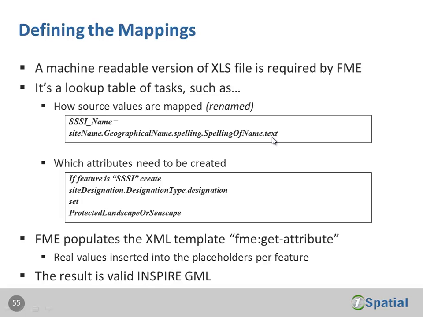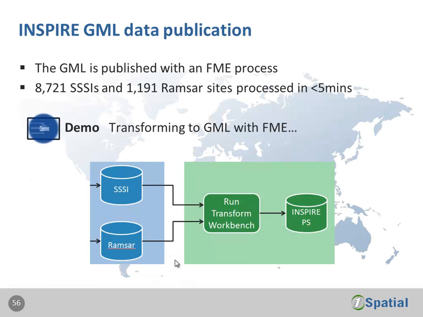For example, in the Sites of Special Scientific Interest dataset, there is an attribute that holds the name of the site, and in Inspire that maps to the site name element, which is a geographic name and contains the spelling of name and ultimately the text. When you have a feature that's from an SSSI site, you can also run a test to make sure that if it is, then we create this attribute, which is its type of designation, and set that attribute to contain the text protected landscape or seascape.